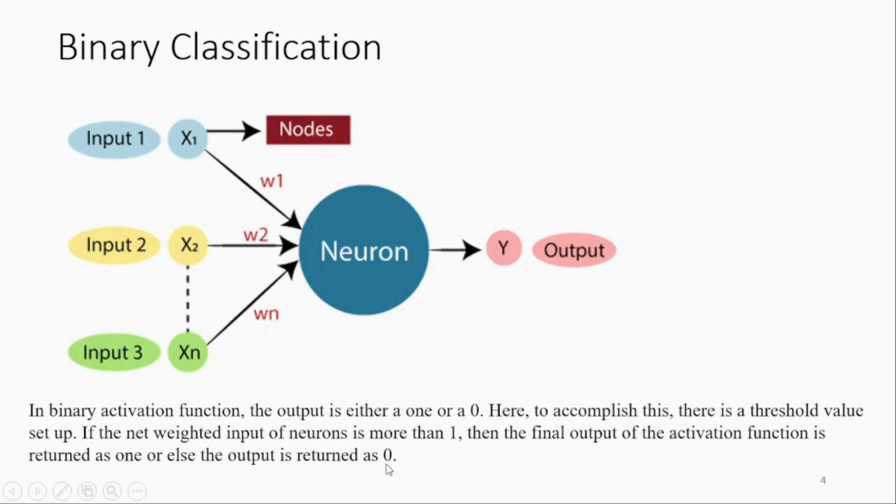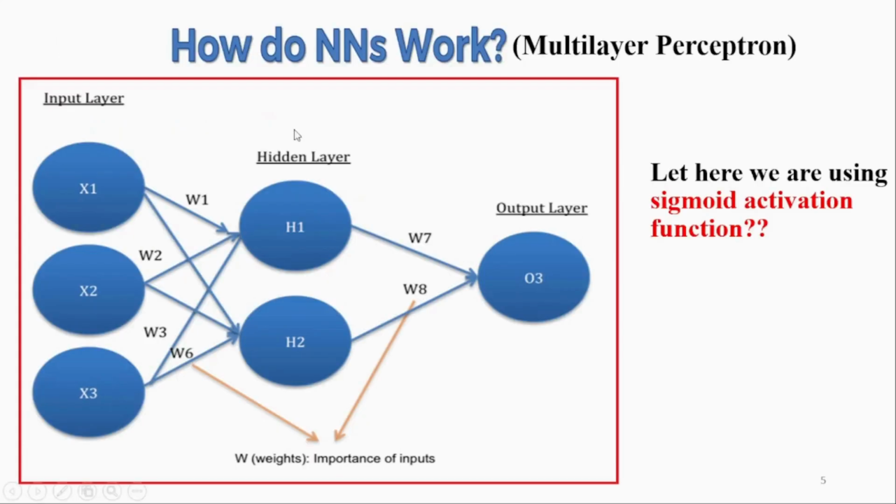As we discussed in the last lecture on activation functions, in an activation function there is a certain threshold value for a binary classification problem. Depending on this threshold value, the activation function decides which particular class the incoming samples belong to. Okay, then how does a neural network work?